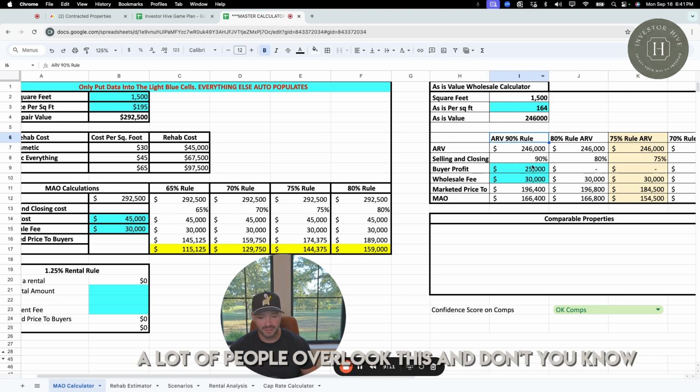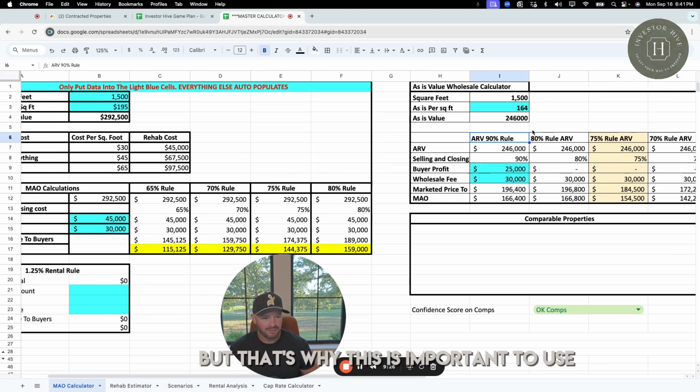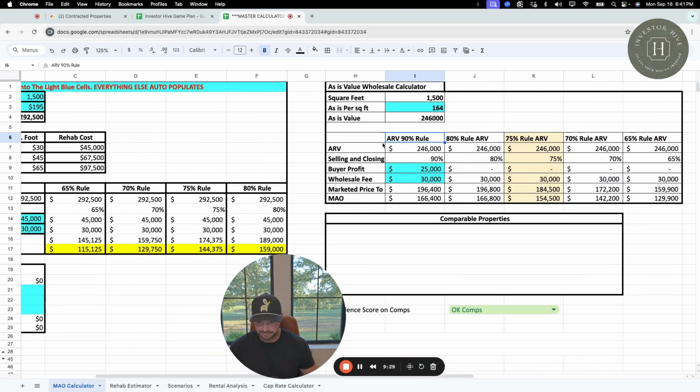A lot of people overlook this and don't pick up a property or evaluate it as is. You've got to look at the as-is value and the after repair value to know which way is the better exit strategy of the property. Again, we go into this on the scenarios a lot more, but that's why this is important to use.